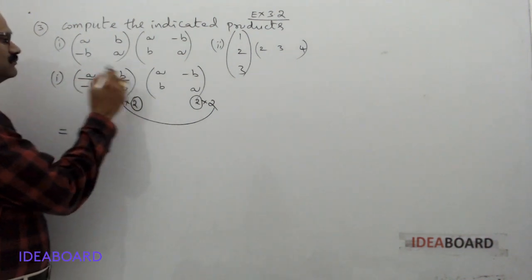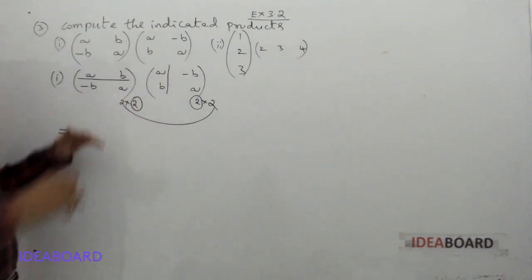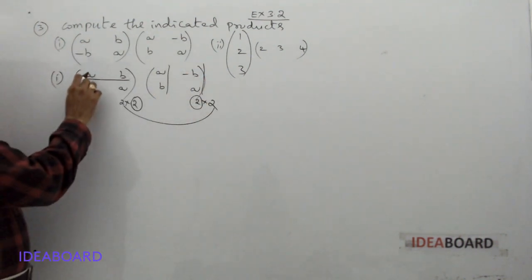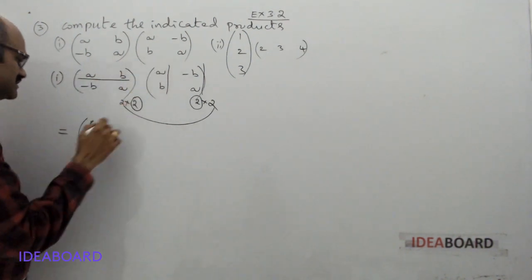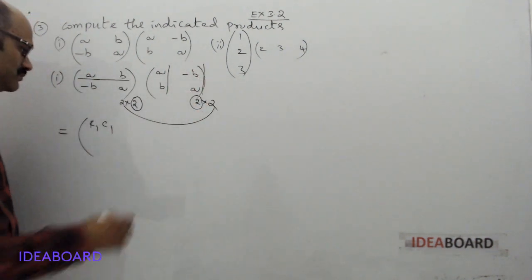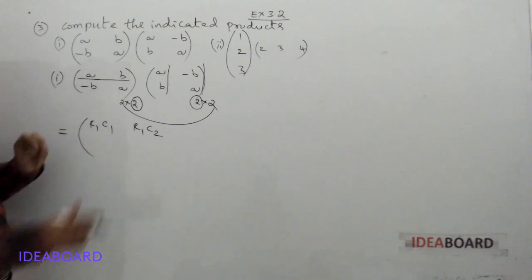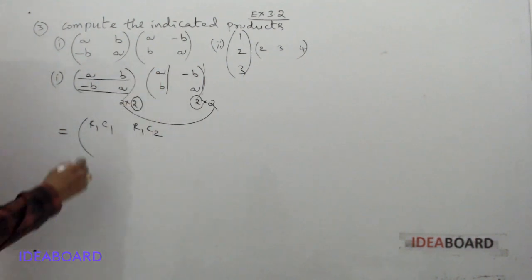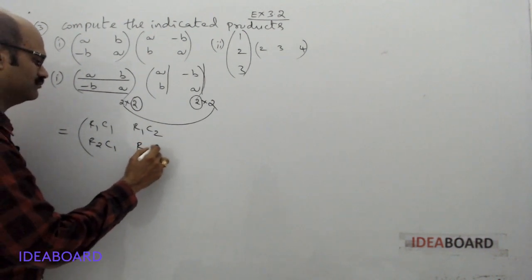here we have R1. While multiplying, we have to multiply R1 with C1, R1 with C2. First we should take first row here, R1 into C1. Next R1 into C2. Next R2, this is called R2 here. Second row with first column, R2 into C1, R2 into C2.